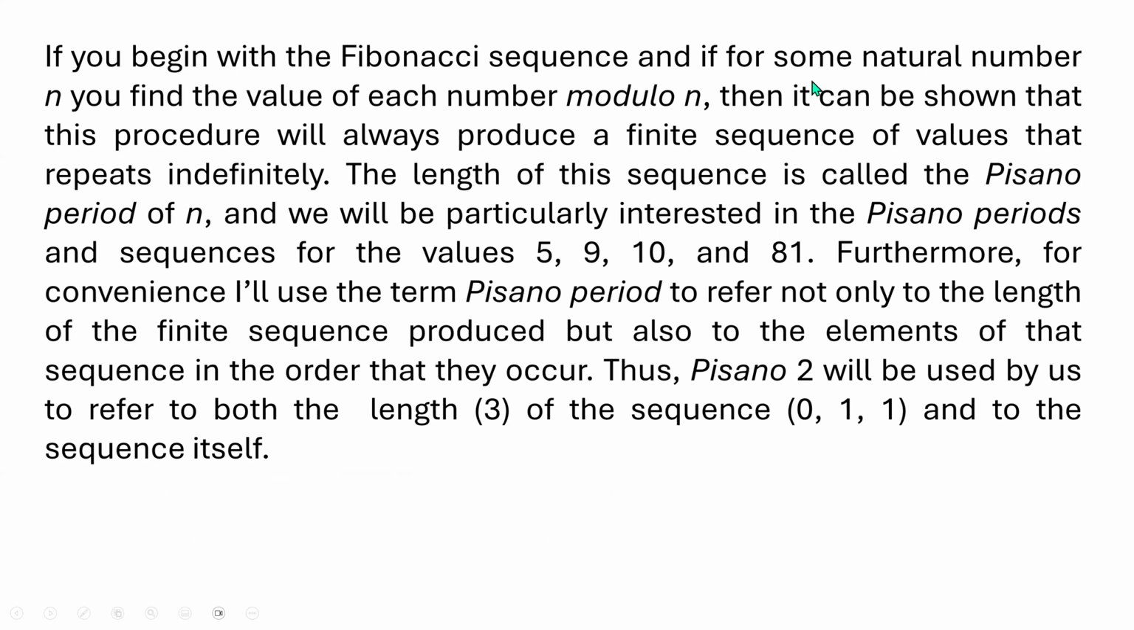Okay, if you begin with the Fibonacci sequence, and for some natural number n, you find the value of each number modulo n, it can be shown that this procedure will always produce a finite sequence of values that repeats indefinitely. The length of this sequence is called the Pisano period of n, and we will be particularly interested in the Pisano periods and sequences for the values 5, 9, 10, and 81. Furthermore, for convenience, I'll use the term Pisano period to refer not only to the length of the finite sequence produced, but also to the elements of that sequence in the order that they occur. Thus, Pisano 2 will be used by us to refer to both the length 3 of the sequence 0, 1, 1 and to the sequence itself.